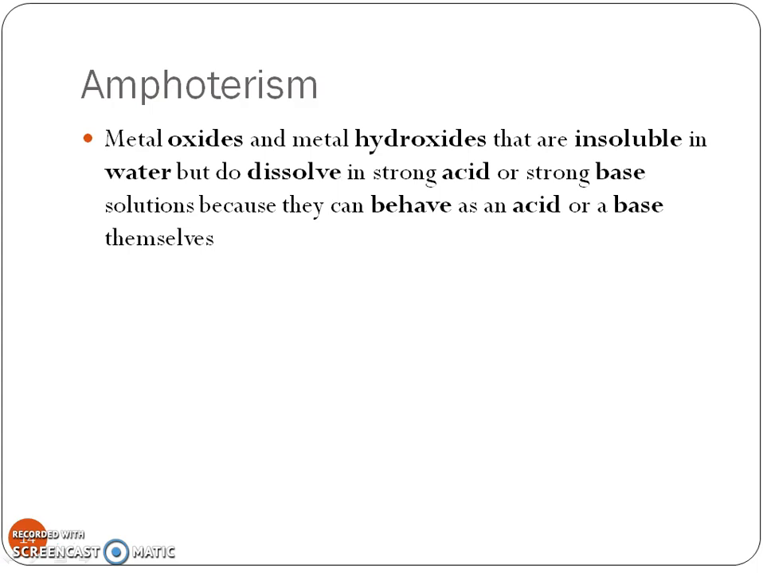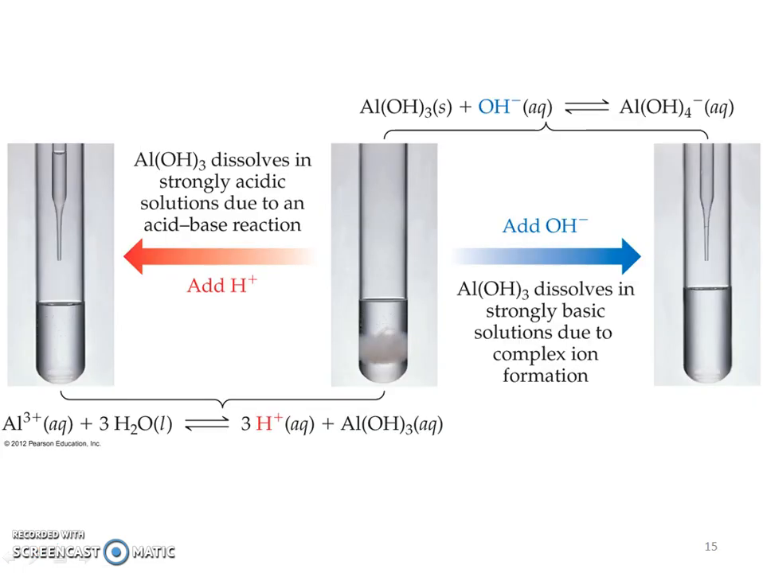Amphoterism: metal oxides and metal hydroxides are insoluble in water, but they will dissolve in a strong acid or a strong base. These solutions will then behave as acidic or basic themselves. So we just want to know that some of those metallic oxides and metallic hydroxides, just like we've seen before, like magnesium hydroxide, are insoluble in water, and that's why they precipitate out. So here we have something like aluminum hydroxide. Again, it would be a precipitate.